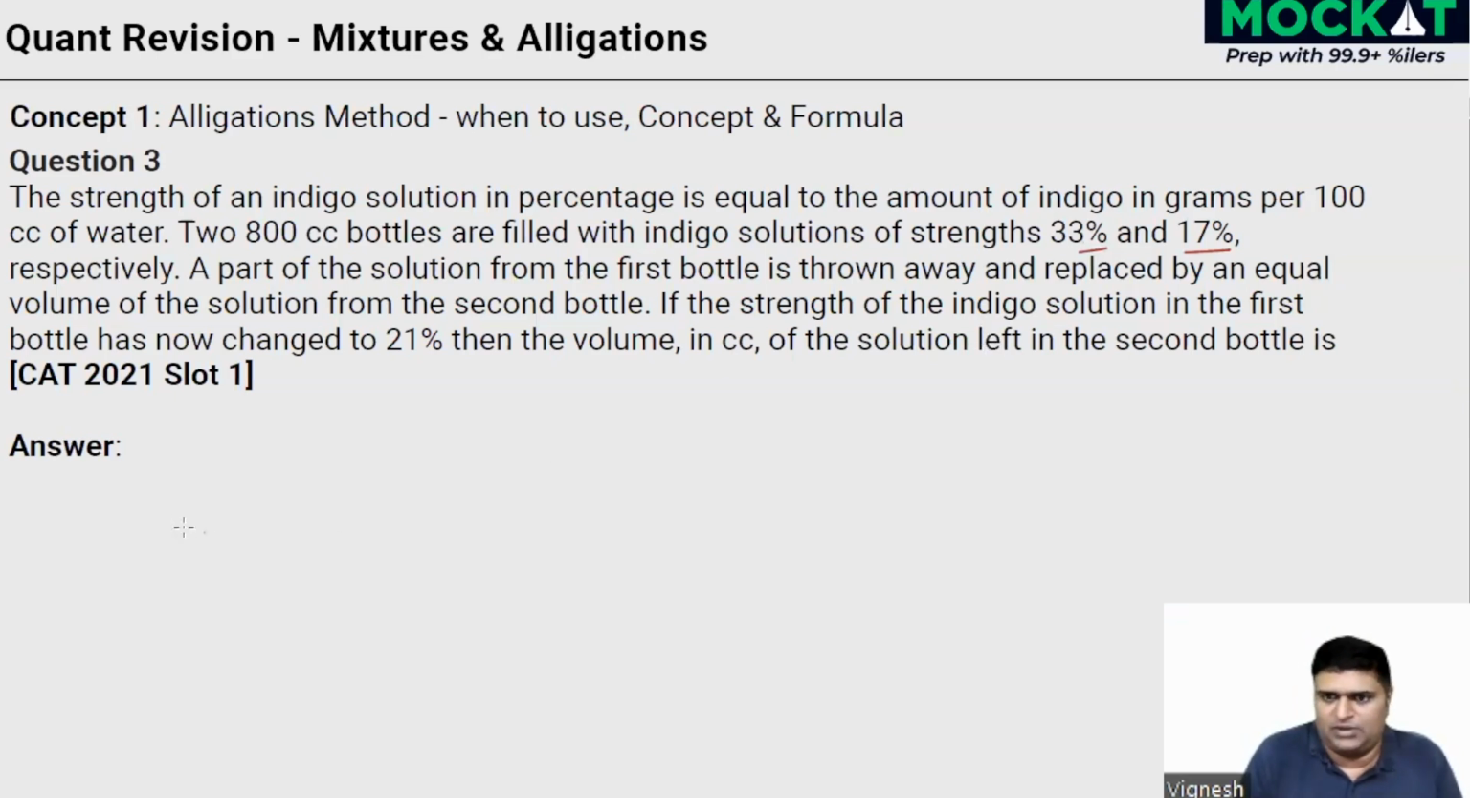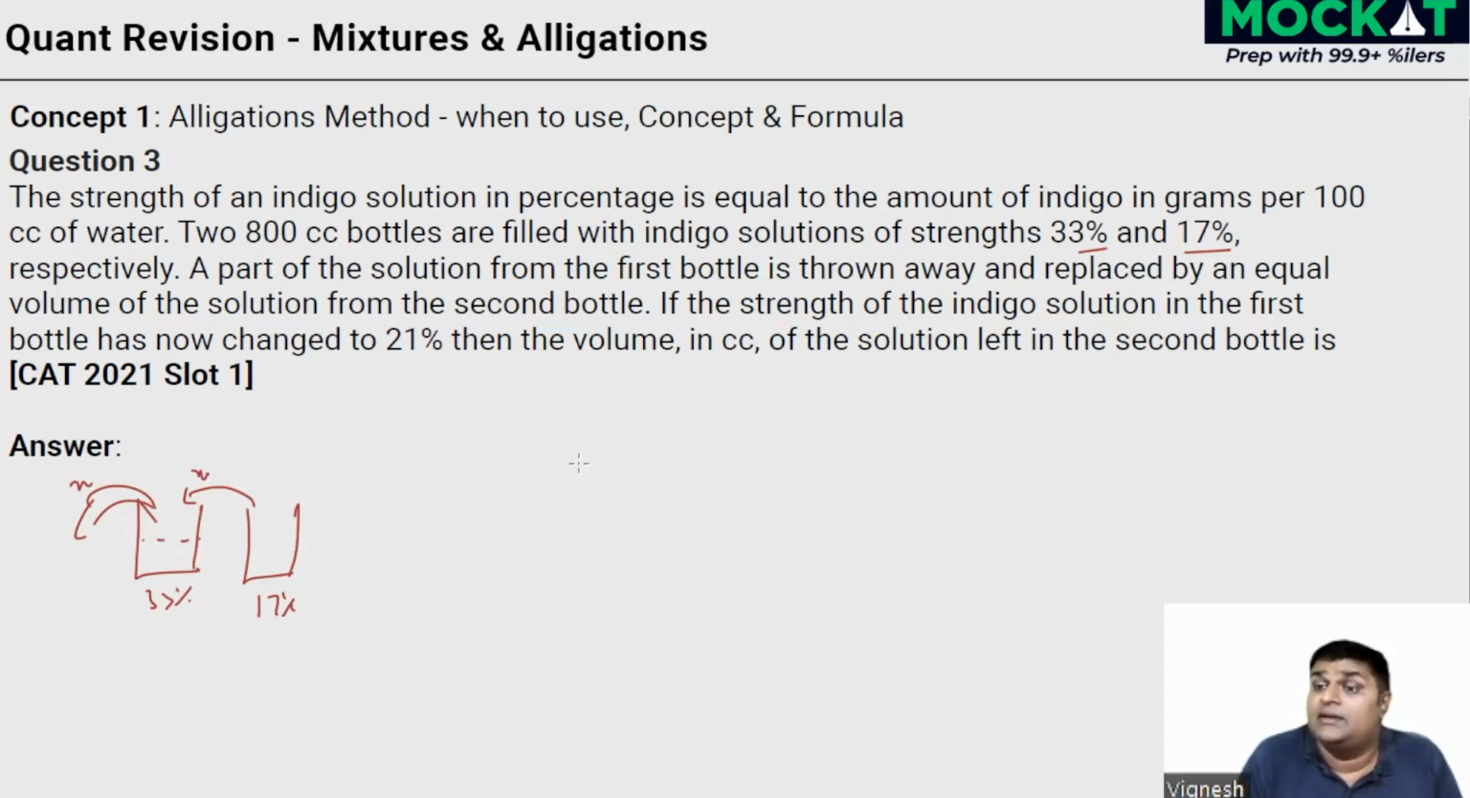From the first bottle, the 33%, I am throwing away something. And from the second bottle of 17%, I'm bringing in a bit and putting it into this. Fine. A part of the solution was thrown out and replaced, right? Whatever was thrown out came in. If X went out, X came in from here. Okay, replaced from the second bottle.